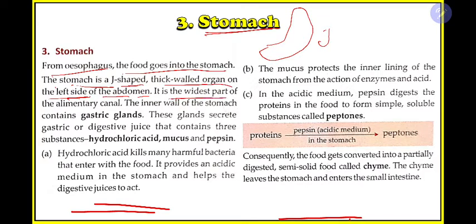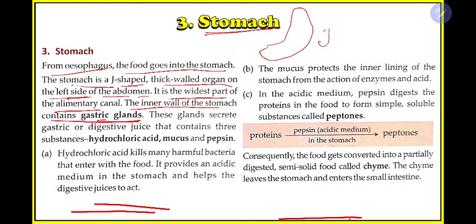It is the widest part of the alimentary canal. So in our alimentary canal, remember two differences. The widest part is the stomach, and the longest part is our small intestine. Remember these two things. Widest means the wide part of our alimentary canal is the stomach, and longer is the small intestine. Remember this difference.